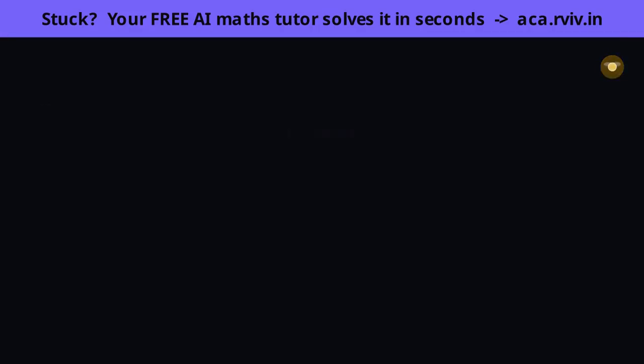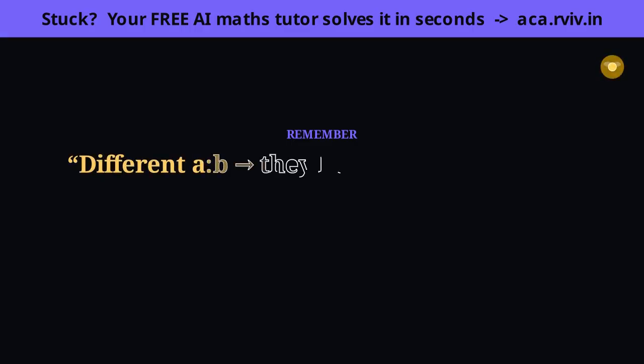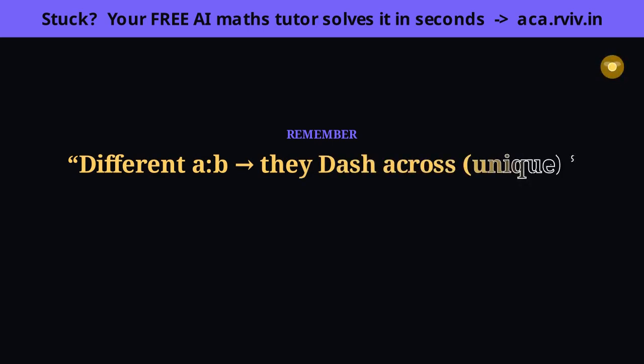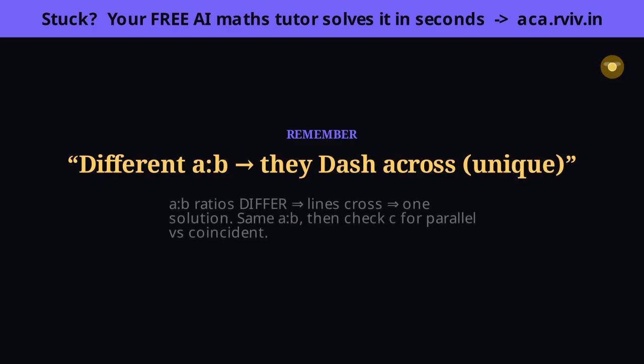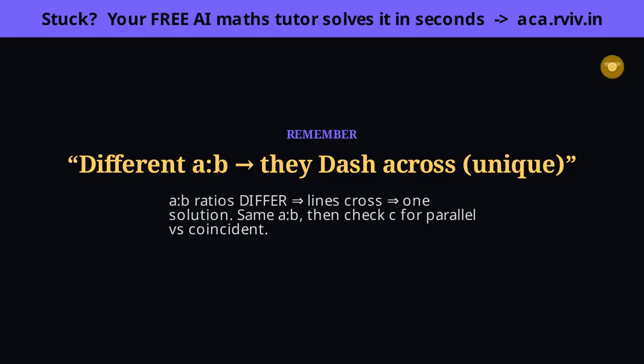A memory hook for case 1, but tie it back to the meaning so it sticks. Different A to B means different slopes, and lines of different slopes must dash across each other. They cross, so one solution. The moment the A and B ratios differ, you know instantly it's a single crossing point, no drawing needed. The phrase is just a handle, and the reason it's true is the slopes.